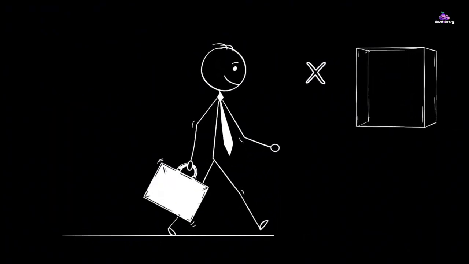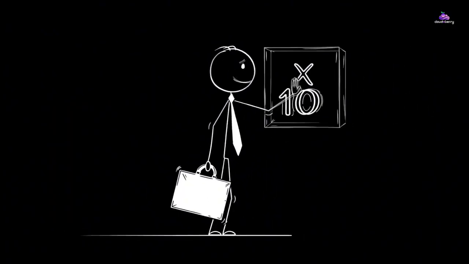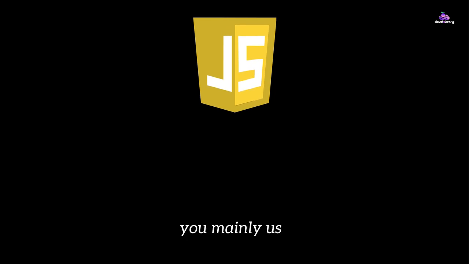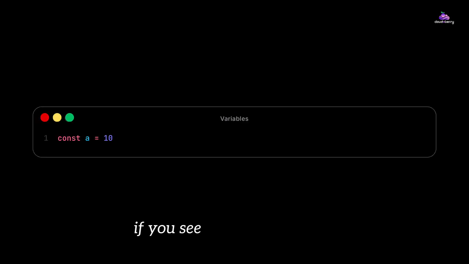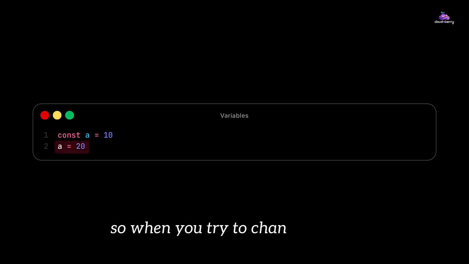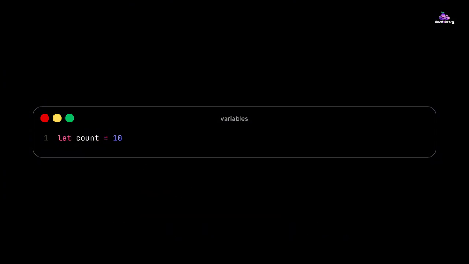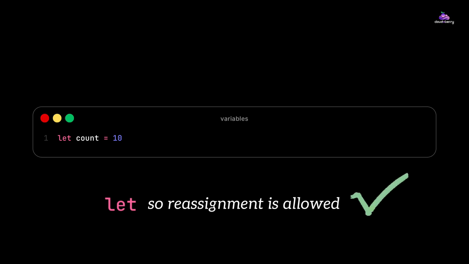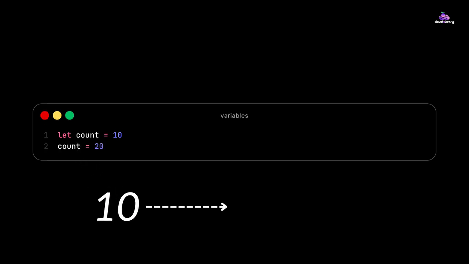But this time, let's understand how to actually use them properly. In modern JavaScript, you mainly use const and let. If you see this on the screen, here, you are creating a variable a and assigning it the value 10. Because it's declared using const, JavaScript will not allow you to reassign it later. So when you try to change it to 20, it throws an error. Now look at this. Here, the variable is declared using let, so reassignment is allowed. The value starts at 10 and then updates to 20.